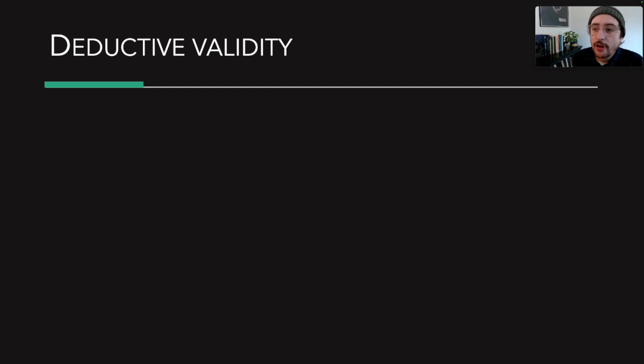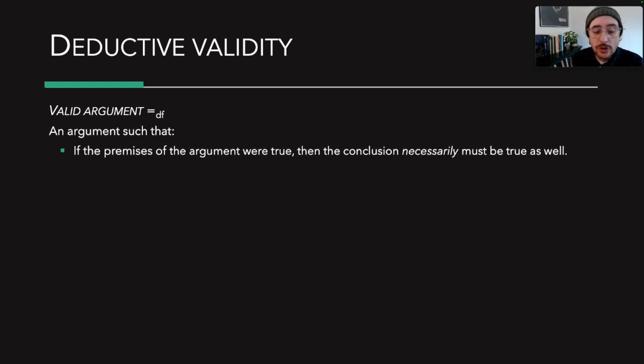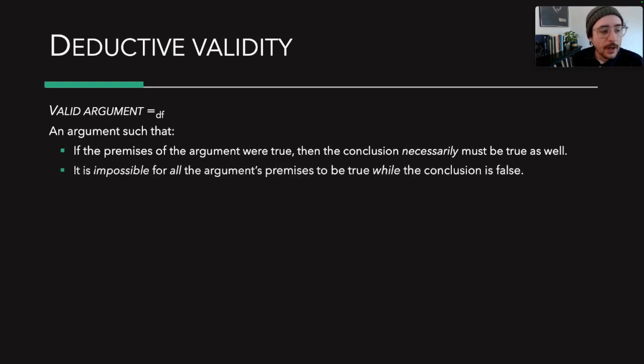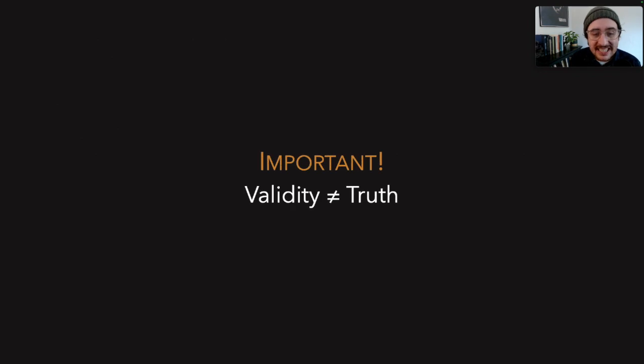So let's start by talking about these deductive standards. When we evaluate the logic of an argument using these standards, we're going to talk about whether the argument is valid or invalid. So a valid argument will be one where, if its premises were true, then the conclusion necessarily must be true as well. Or another way of saying the exact same thing is a valid argument is one where it's impossible for all the premises to be true while the conclusion is false. Validity is not the same thing as truth.